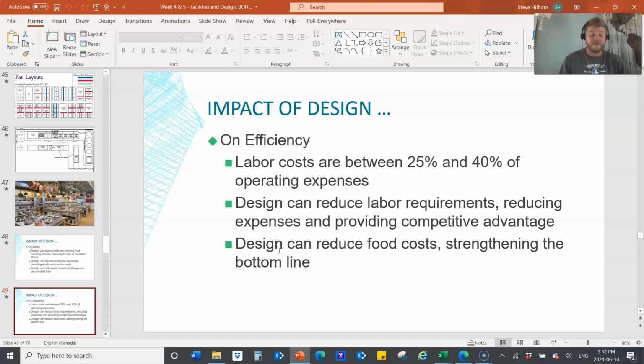I don't mind paying $15 for a pound of wings. I'm not paying $22 for a pound of wings. So eventually they'll say it's not worth it. So labor costs are between 25 and 40% of your operating expenses.